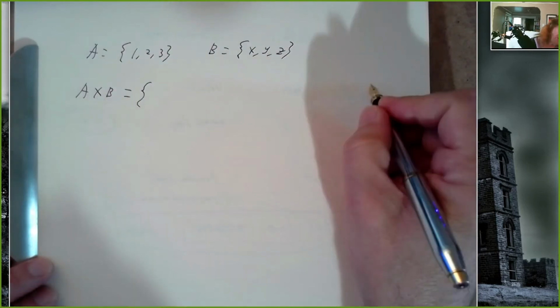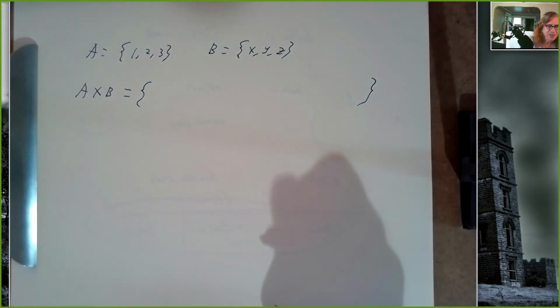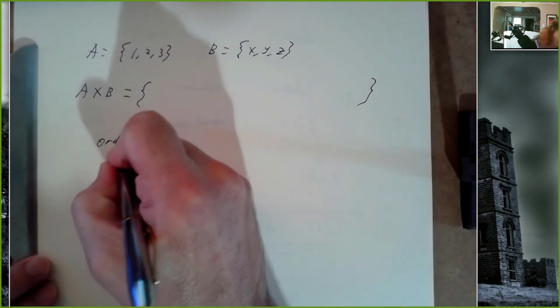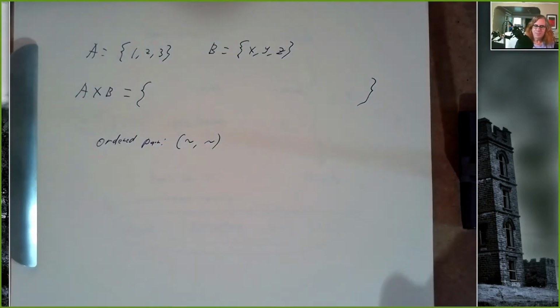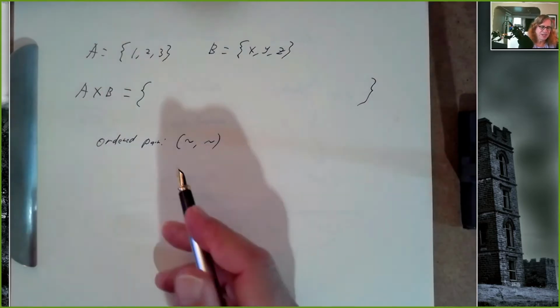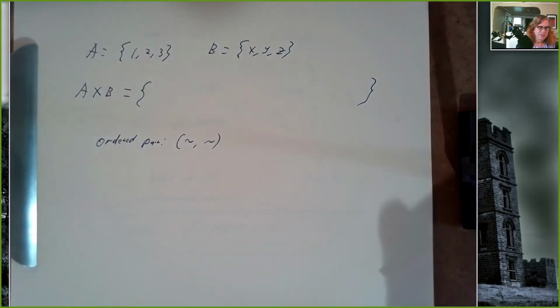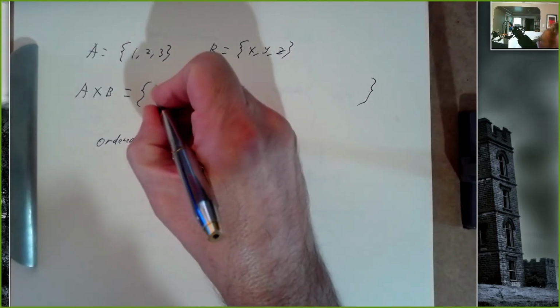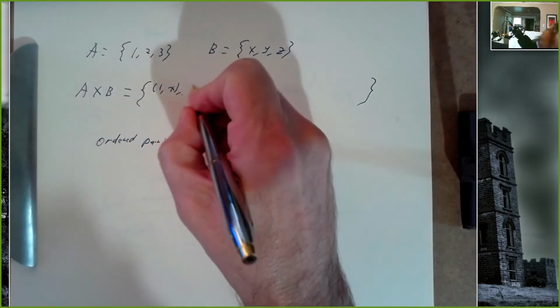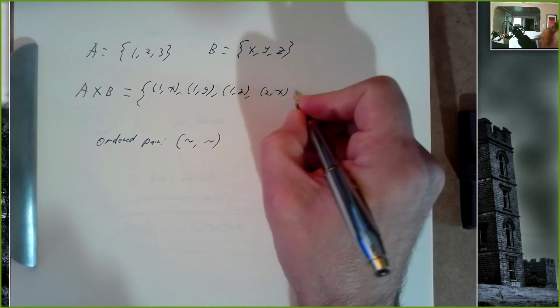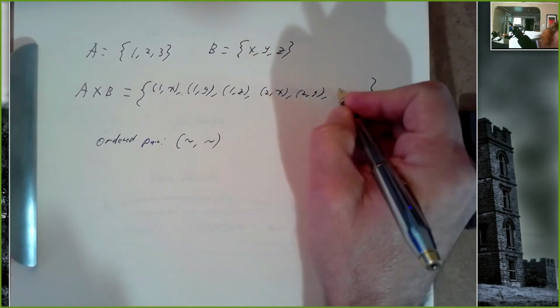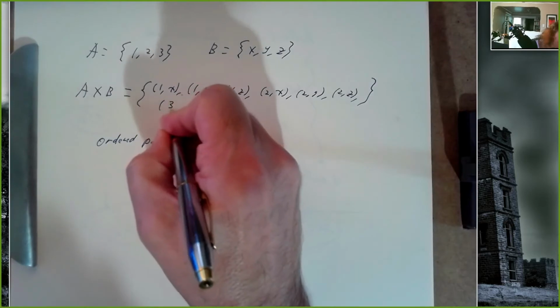And the Cartesian product is a set, but each thing in the set is what we call an ordered pair, which is a pair of things inside parentheses separated by a comma. And the Cartesian product is all ordered pairs where the first thing in the pair comes from A and the second thing comes from B. So for example, it would be a set containing the following ordered pairs: (1, x), (1, y), (1, z), (2, x), (2, y), (2, z), and the same with the threes.